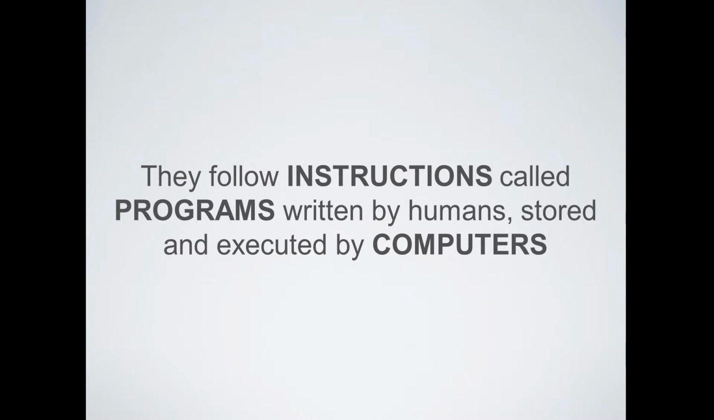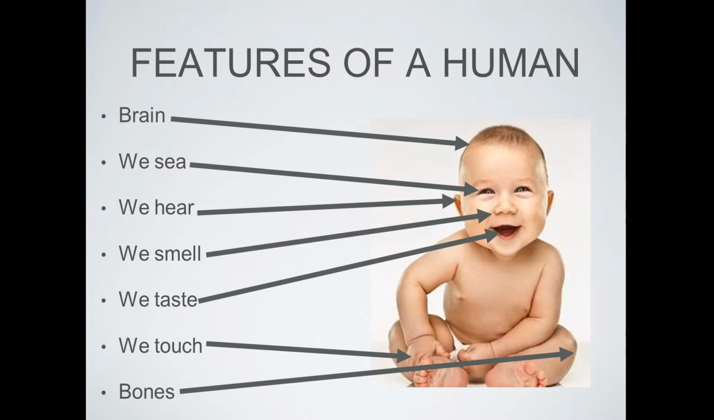So now we're going to change it a little bit, and I'm going to show you a picture of a very cute baby. And we're going to talk about the features of a baby. So the features of us, human beings. We all have a brain. We all have eyes so that we can see. We all have ears so that we can hear. We all have a nose so that we can smell. And a mouth so that we can taste. We're able to use our fingers and our feet to touch and feel what's around us. And we have bones inside our body so that we can move. Now, they are the features of a human.